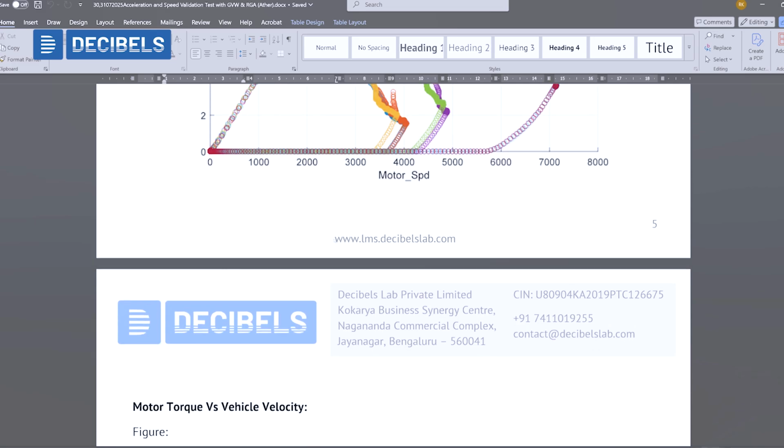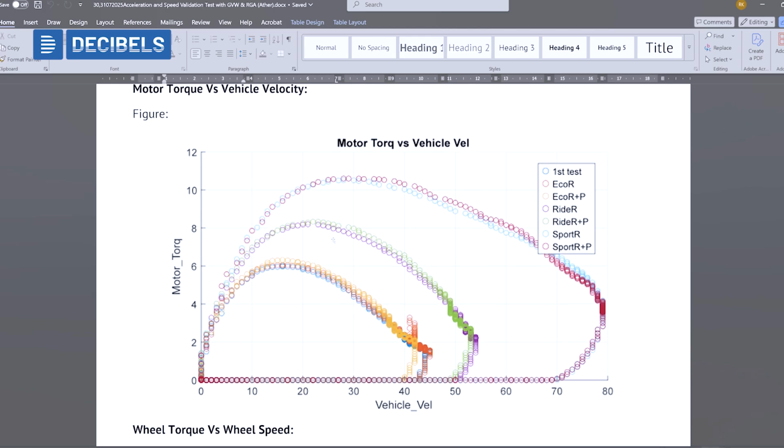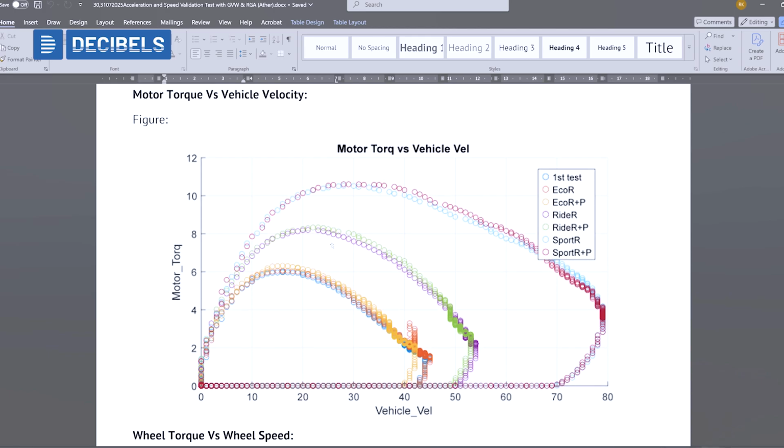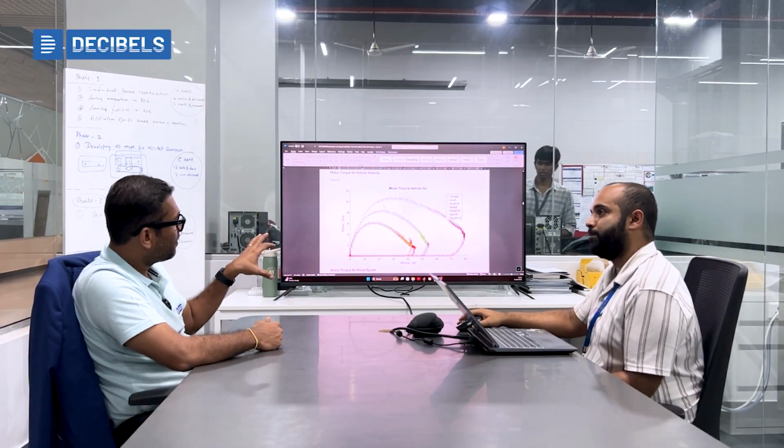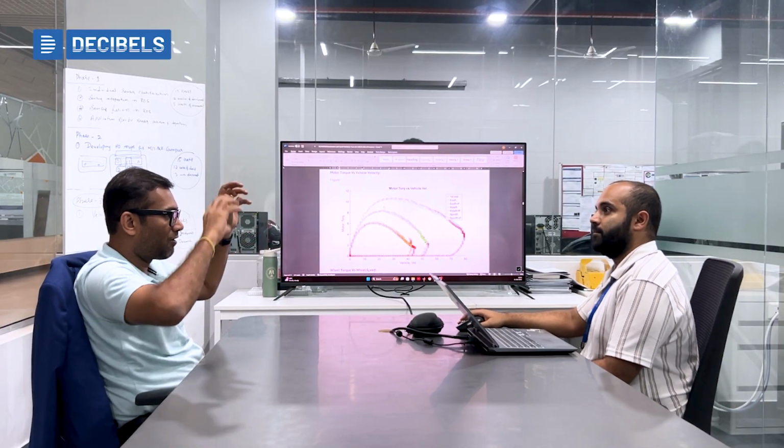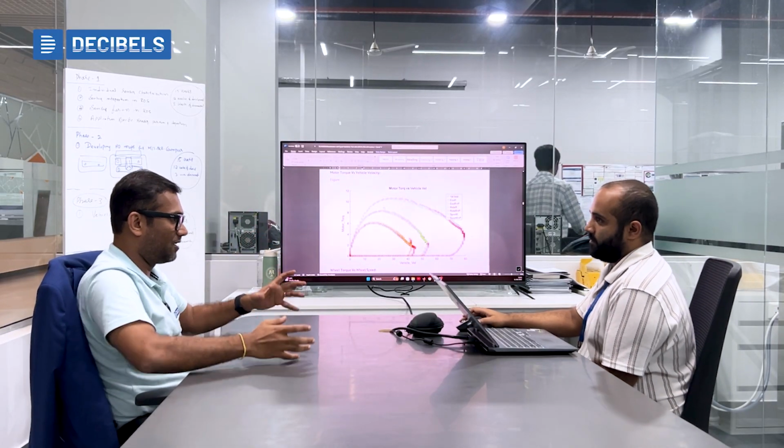If you come down further, we have it with respect to vehicle velocity as well, so at what speed we are expecting the maximum. That is with respect to different modes as well. If you plot the drive cycle as well, I think you'll see a lot of data points sitting everywhere across the graph.